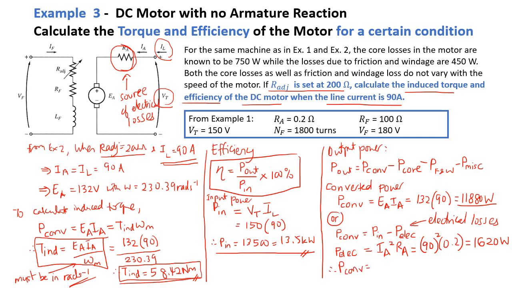So P converted is P in, 13,500, minus P electrical, 1620, and this comes out to be 11,880 watts, which is exactly the same as what we had calculated earlier. So there are two ways to calculate P converted: using EA times IA, or using P in minus P electrical. Just be aware that for electrical losses, if it's separately excited, you only need to consider RA, but if it's a shunt DC motor, then you also need to consider the losses in the field winding due to RF and R adjustable.